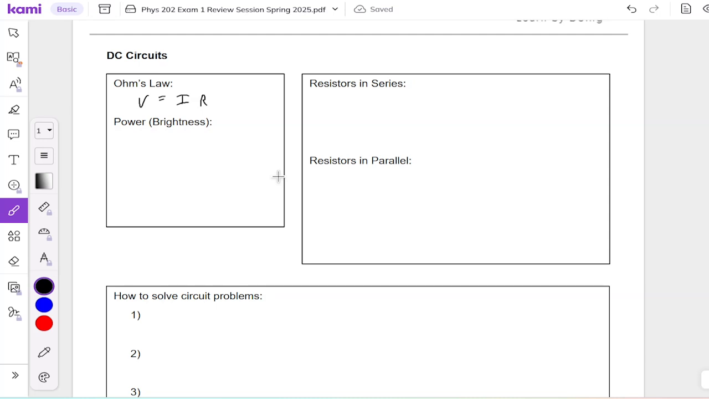Then we have power, which is also brightness. If the question asks you to rank the brightness of the bulbs, a very common question, it's talking about power. Here's the fun part. Power has 3 equations. I know, terrible. Power equals V times I. Power equals I squared times R. And you get this one, by the way, by solving Ohm's law for various things. And the third equation is power equals V squared divided by R.